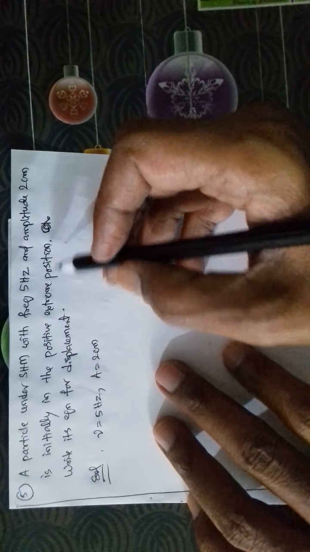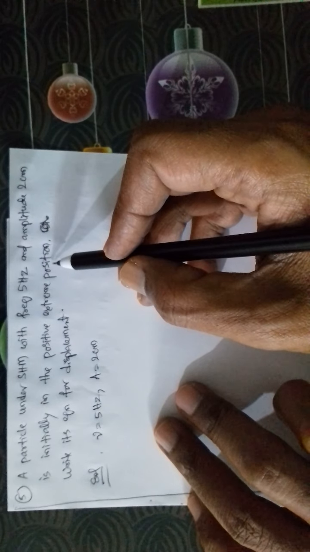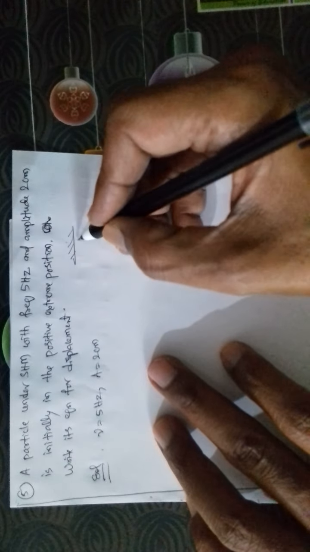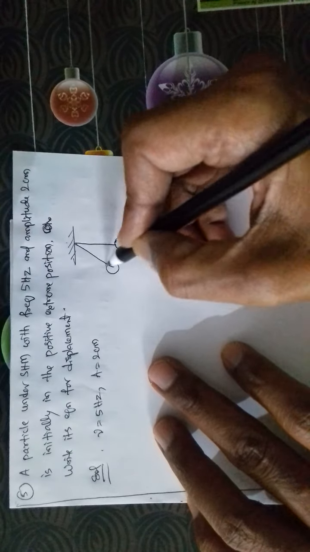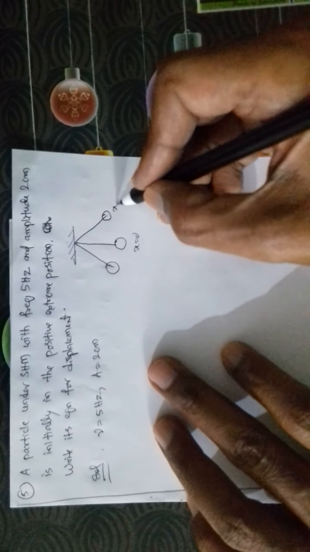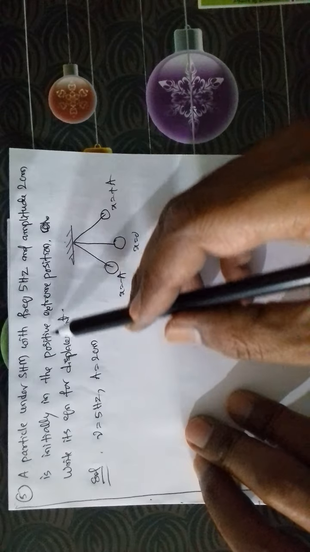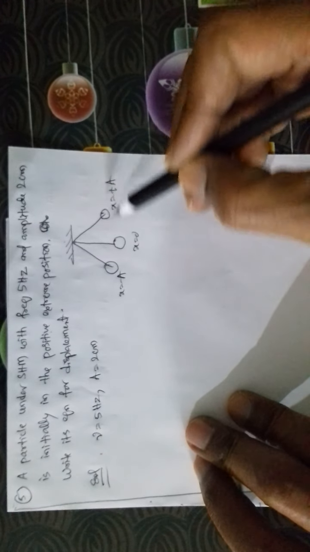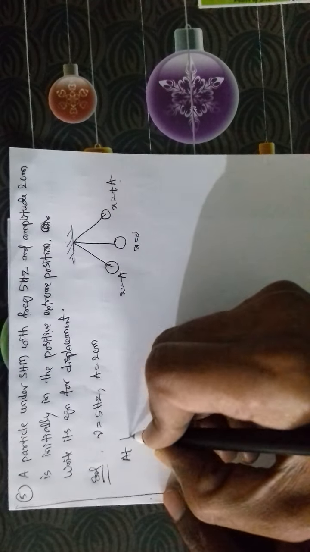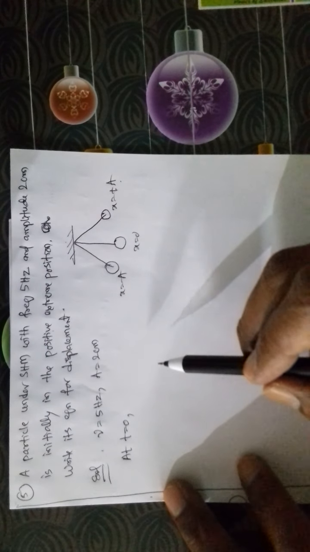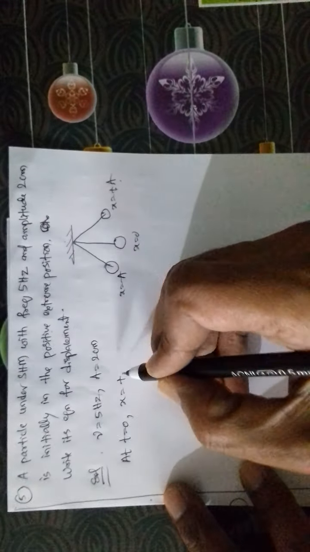The particle is initially in the positive extreme position. Positive extreme position means, see here, this is the mean position, plus A, minus A. So it is initially in the positive extreme position. It means, initially means at t is equal to 0, and at t is equal to 0, the displacement is plus A.